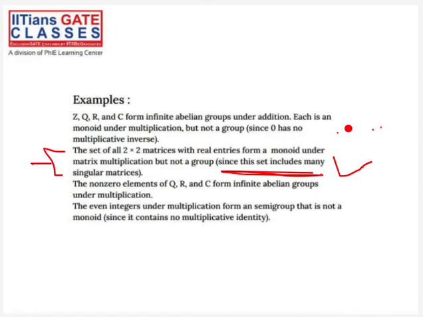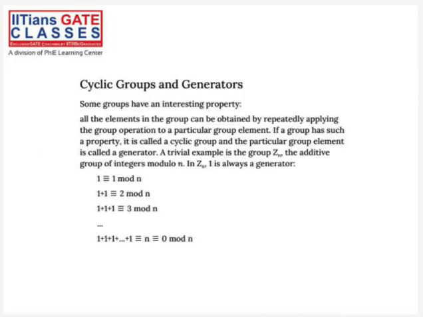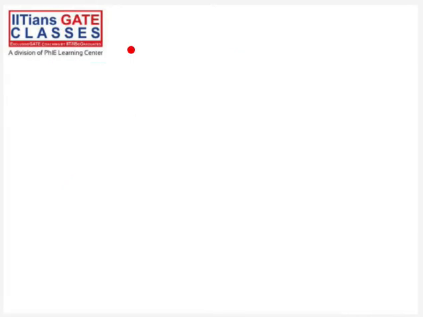We have seen all these examples. You can check these out. What is the next thing? So the next thing is cyclic groups and generators. So first let's see what is a generator.